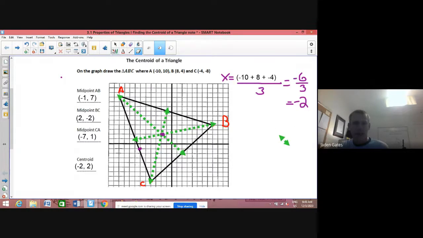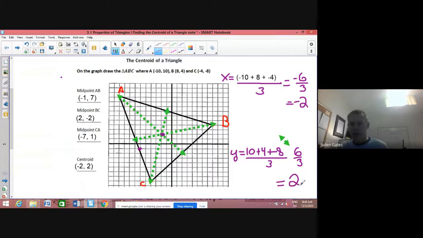All right. Let's see. Oh, I can't get rid of that. All right. Now, for the y-coordinates, doing the same thing. Let's see if it works. All right. The y's, I got a 10, a 4, and a -8. So I have 10 plus 4 plus -8. And then I divide it by 3. All right, well, 10 plus 4 is 14, plus a -8 is a positive 6. And then I divide it by 3. And when I do 6 divided by 3, I get a 2. And as you see, it matches up.